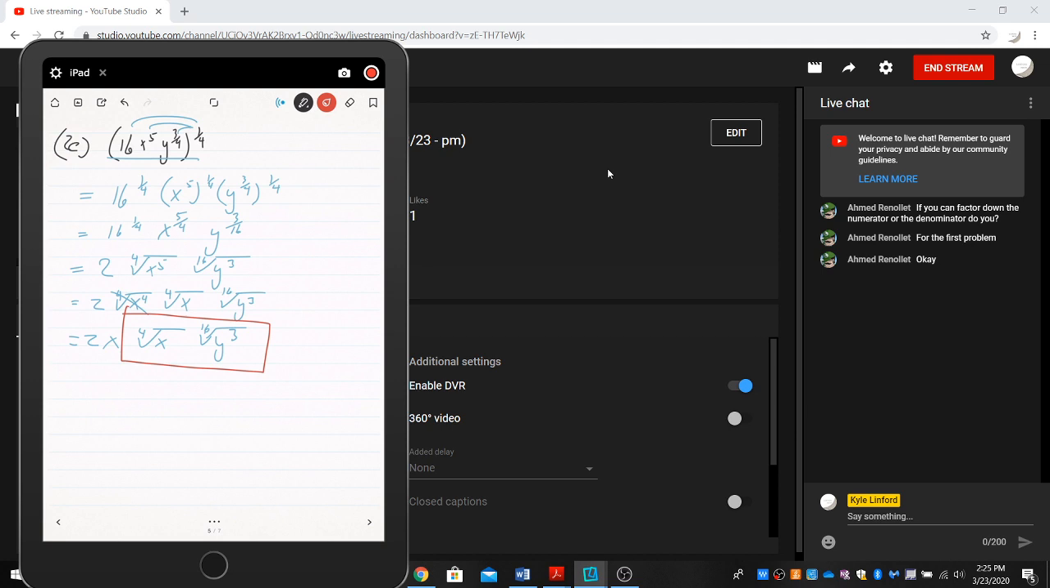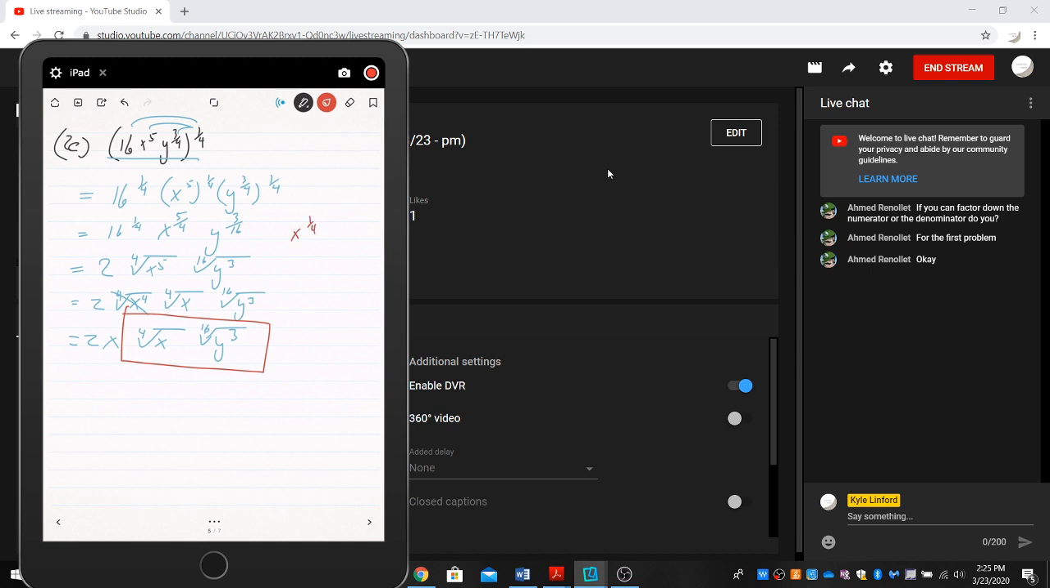It's a lot easier to visualize with this idea of turning radicals back into rational exponents, so putting them into exponential form. So what I'm going to do to the side here, we have the 4th root of x.